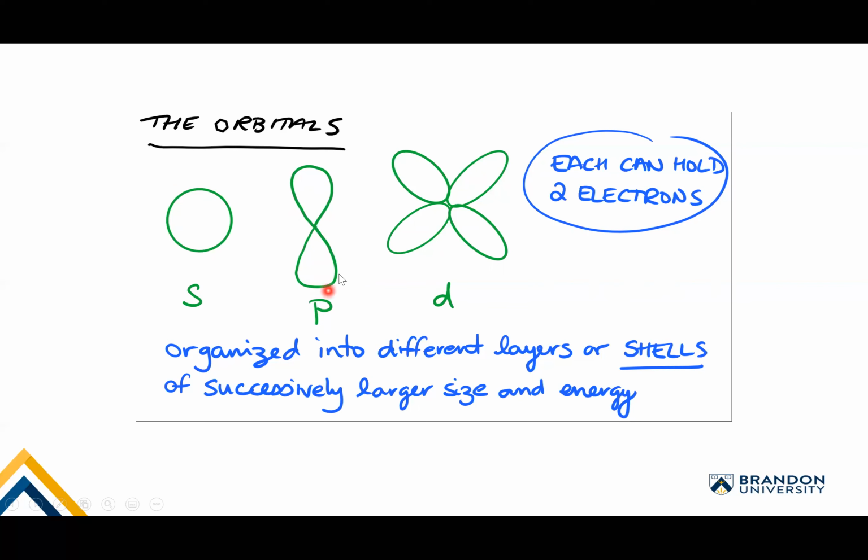A p orbital looks like this dumbbell shaped system, and it has some directionality to it. It can follow the Cartesian coordinates: x-axis, y-axis, z-axis. And then there was a series of d orbitals, which looked essentially like 4-leaf clovers, with the exception of one which looked like a p orbital with a little belt around the side of it.